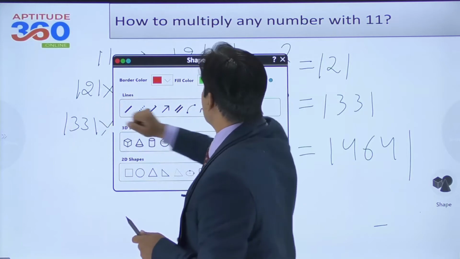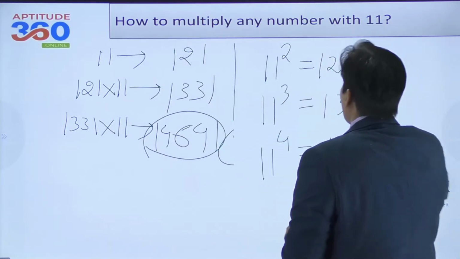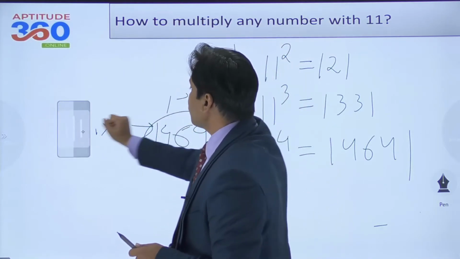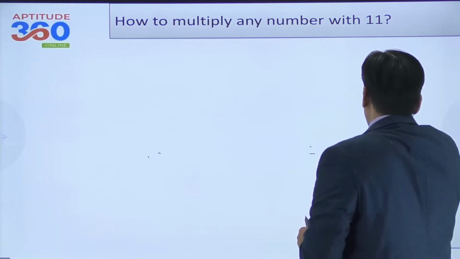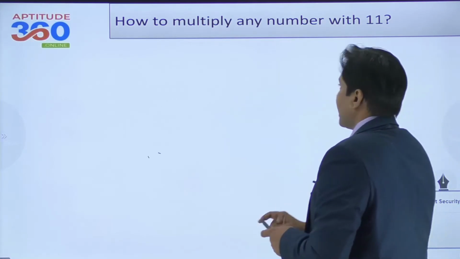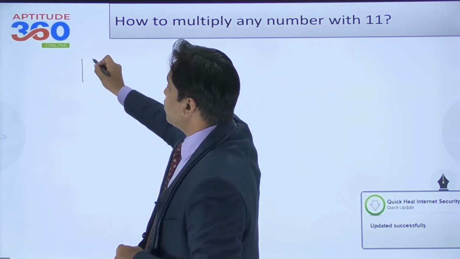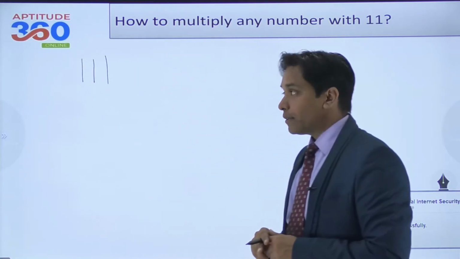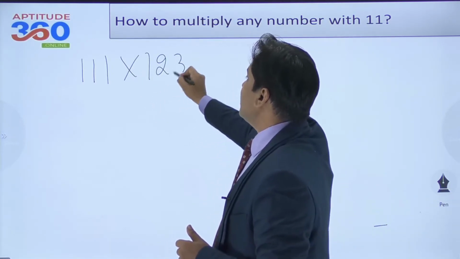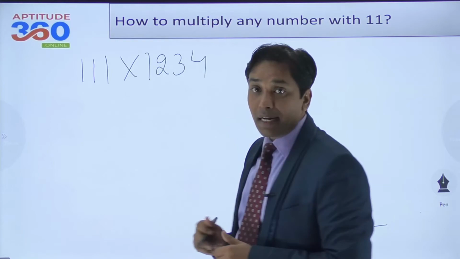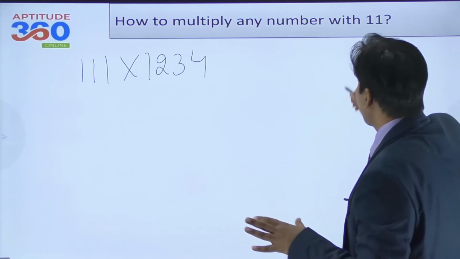Now, because you understand this, I am going ahead. I need to find out how to multiply any number with 111, right? Any number with 1, 1 and 1. So I need to multiply 1234 with 111. How do we do that? Try to understand this thing.